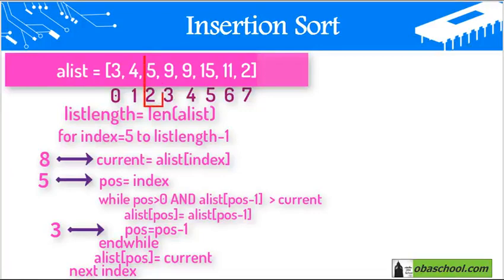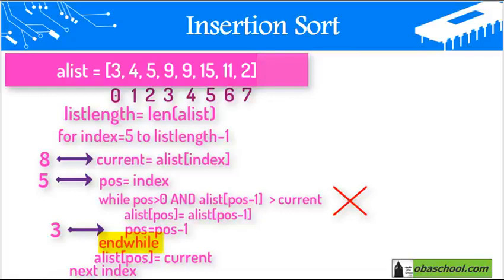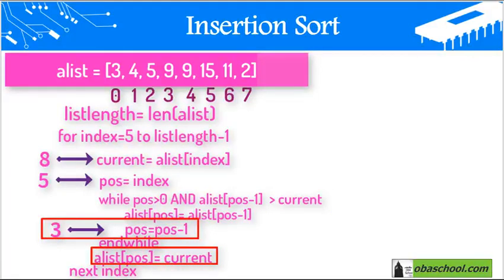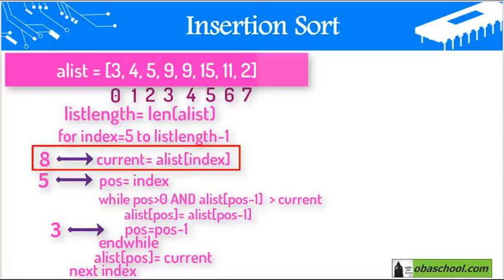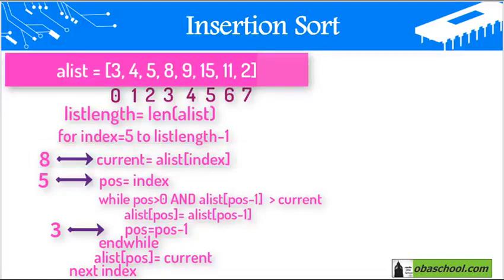Is number 5. Is 5 greater than the current, which is 8? The condition is false, so we end the while loop and put in a list pose. The pose is 3. We are putting in index 3 the current value, that is 8. So now this is the new list.